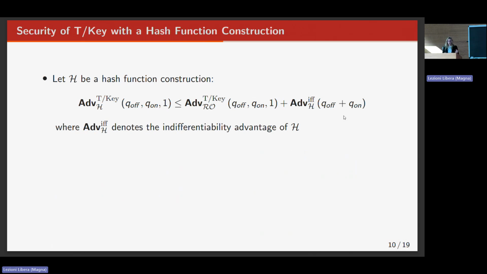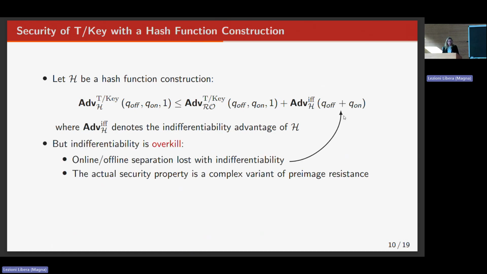So that was Tiki's security model and random oracle results, but we might wonder what's happening if we instantiate Tiki with a hash function construction. Actually, the security game that we have is a single-stage game. So you can compose with indifferentiability this way. And the rightmost term corresponds to the indifferentiability advantage of the hash function construction.